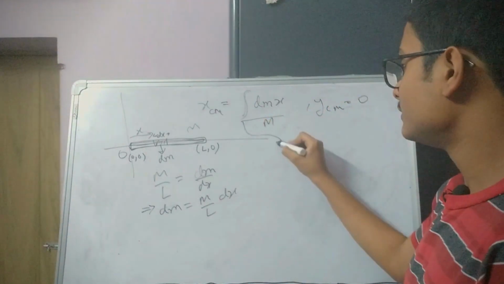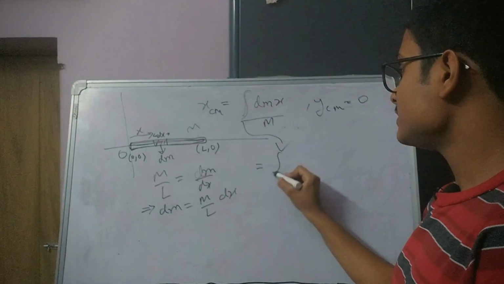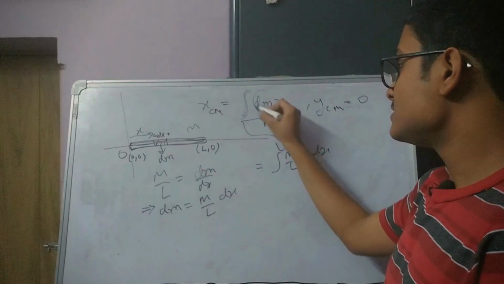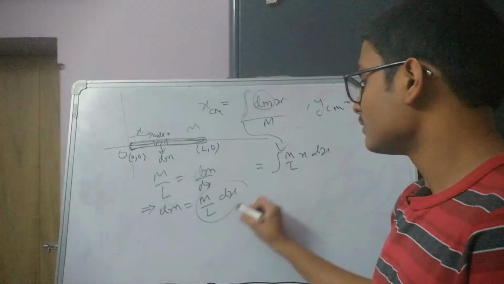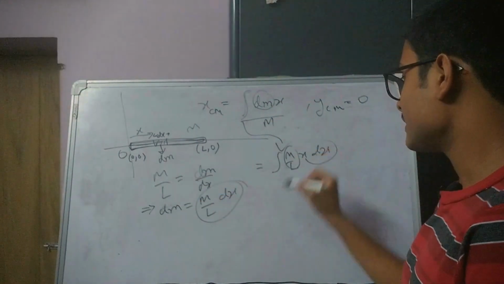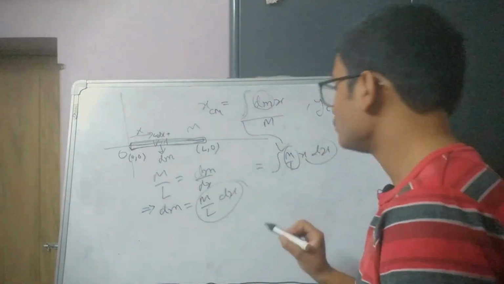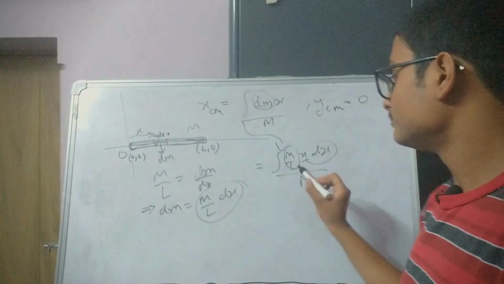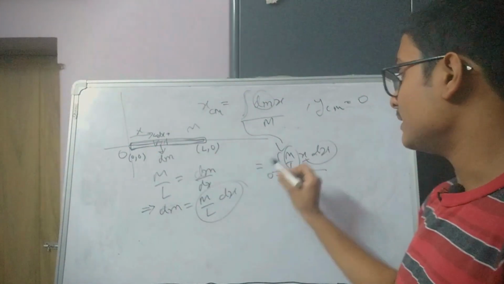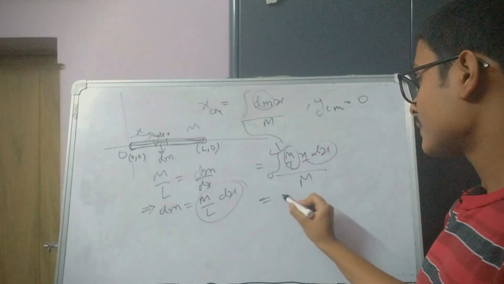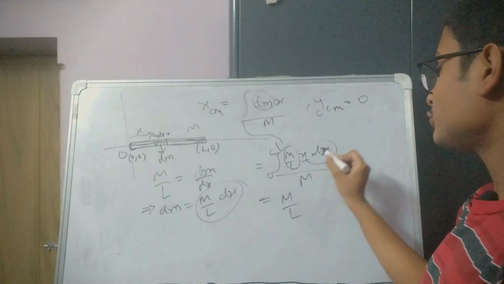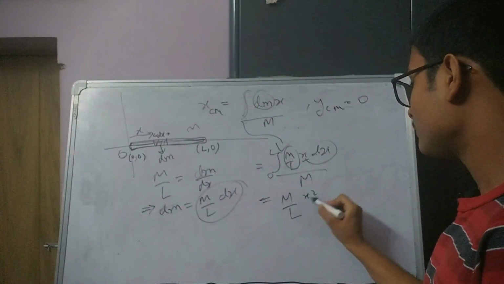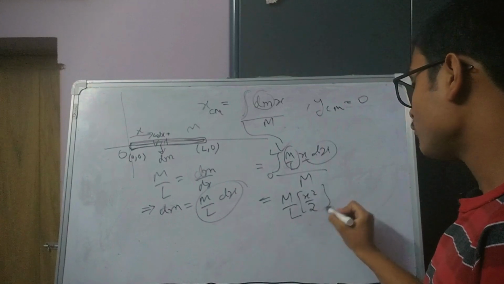Now let's move here. It's the integration of M by L x dx. This dm we replace with this M by L dx. Now where should we write the limits? X is starting from where? From 0. Where is it ending? L. Then M by L. What is the integration of x with respect to dx? It's x square by 2. X square by 2, from where to where? 0 to L.